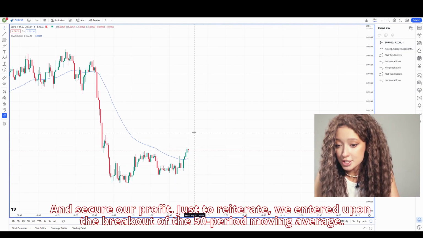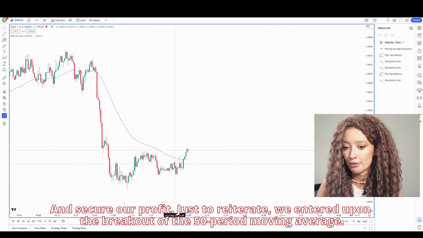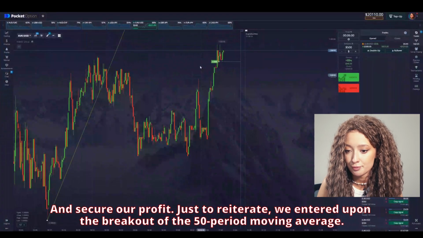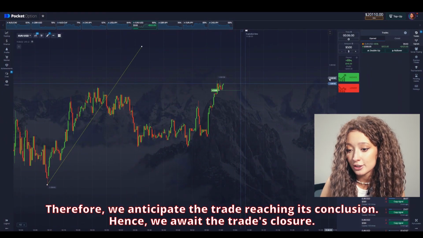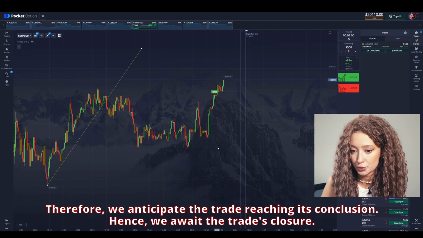our profit. Just to reiterate, we entered upon the breakout of the 50-period moving average. Therefore, we anticipate the trade reaching its conclusion. Hence, we await the trade closure.